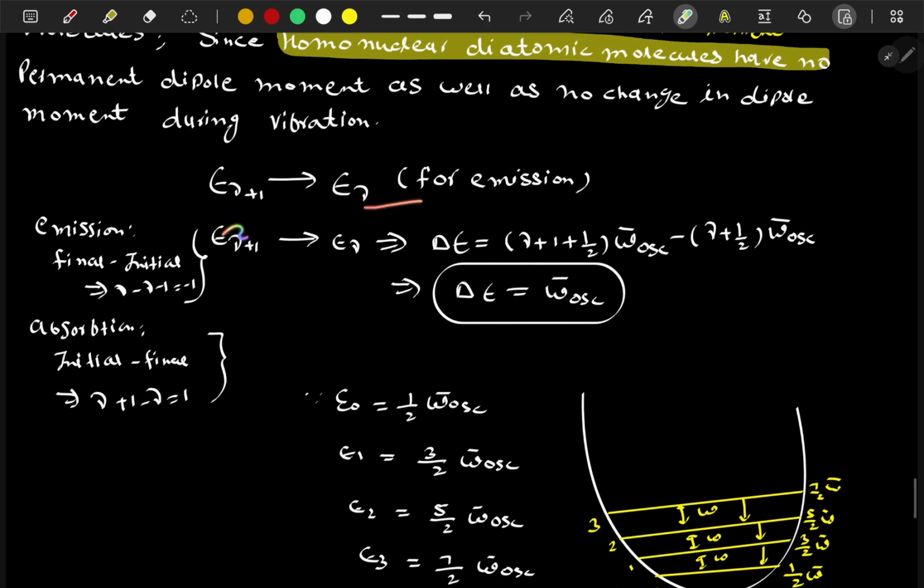Now for emission, what will happen? Higher to lower means Δμ is μ minus (μ plus 1). But in absorption, it goes from bottom to top, so it is final minus initial. So for observation we call it initial minus final, and for emission we call it final minus initial. Remember this, or else you will get confused about how we are calculating delta mu. So for emission it is final minus initial, and for absorption it is initial minus final.